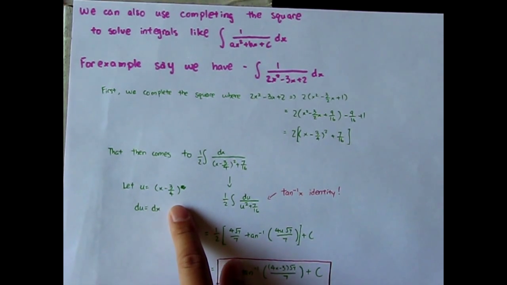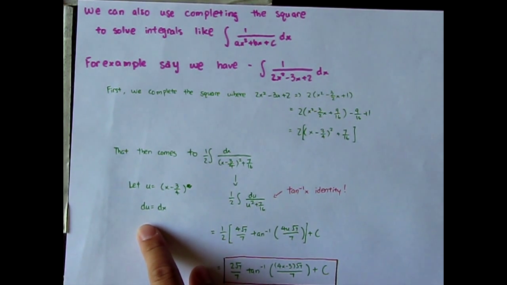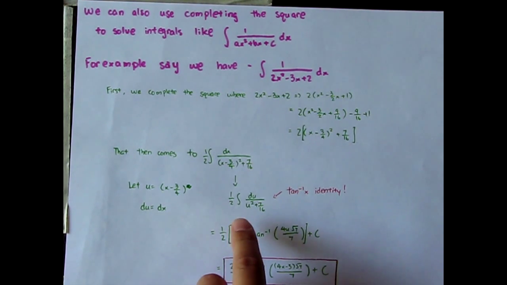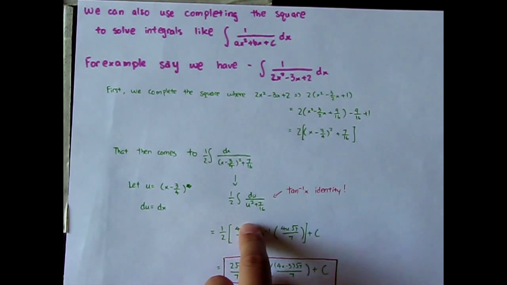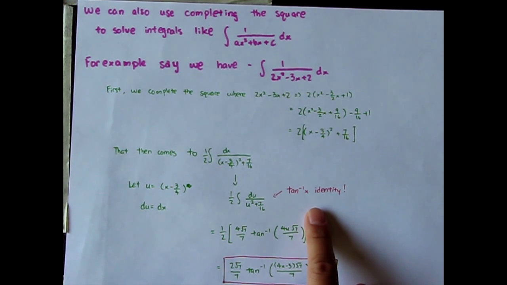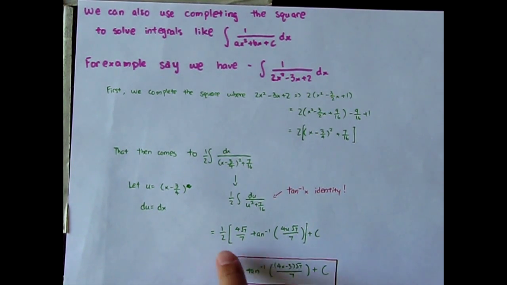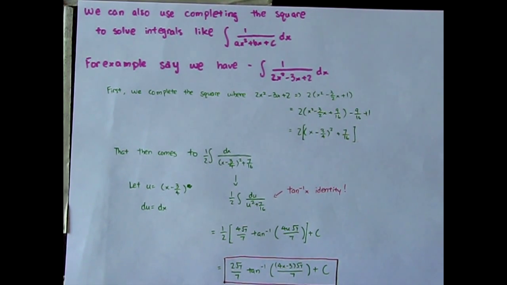We would then let u equal x minus 3 over 4 and derive, getting du over dx, du equal to dx. And we would then realize that the integral looks like 1/2 of du over u squared plus 7 over 16, which is the tangent inverse identity. And we would get the answer 1/2 times 4 root 7 over 7 arctangent 4u root 7 over 7 plus c. And then we would substitute u, which is equal to x minus 3 over 4.